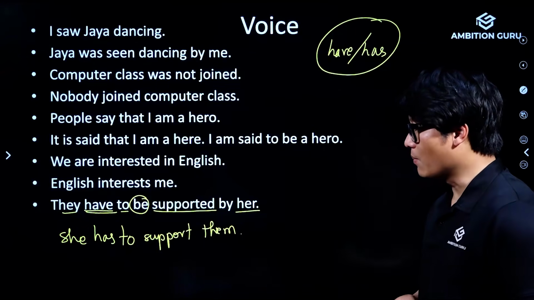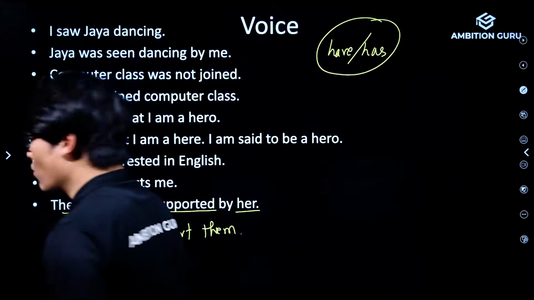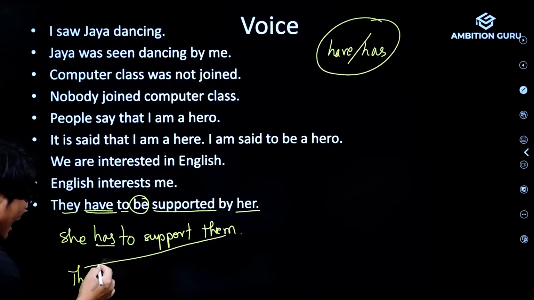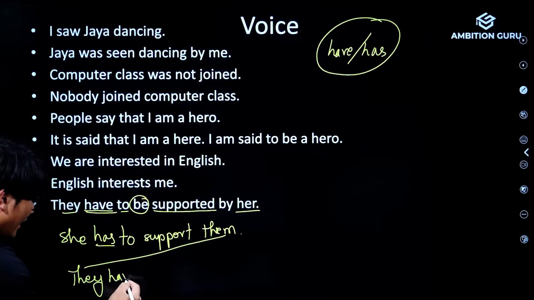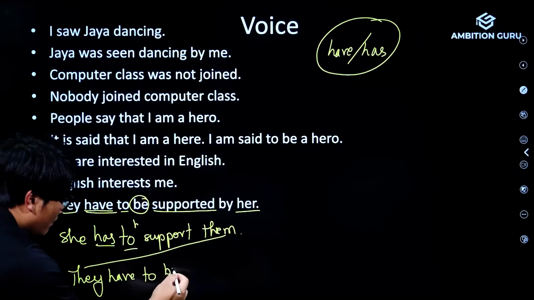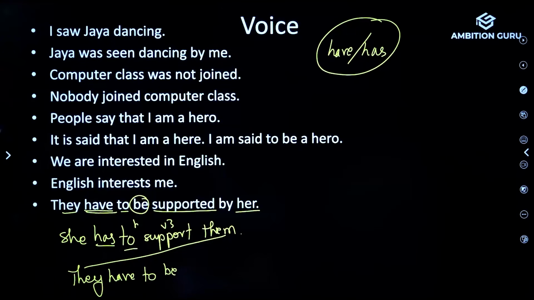She has to support them. And let's change this also, because them comes first here. Them, they, and has means have here. They have, and to. And here should be the be verb. So be, and this would be verb 3, to be supported, like that.